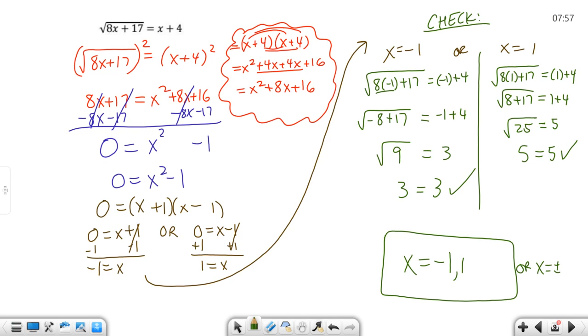So x equals negative 1, comma 1, or we have what? X equals plus or minus 1. That's how I would write it. But it's not wrong to write it the other way.